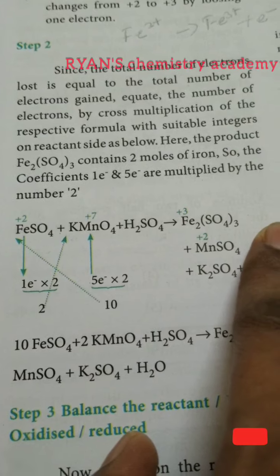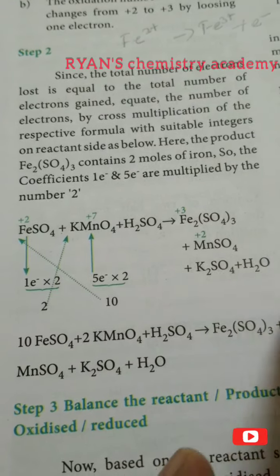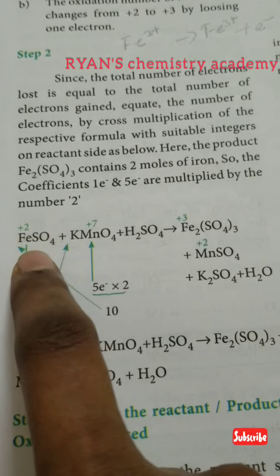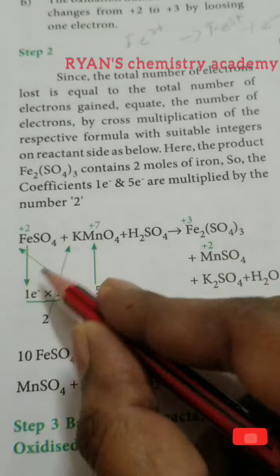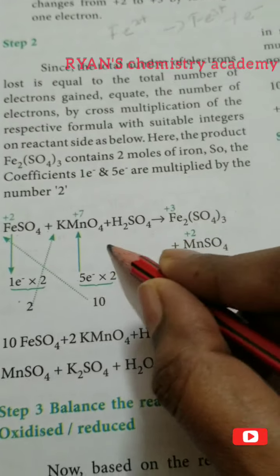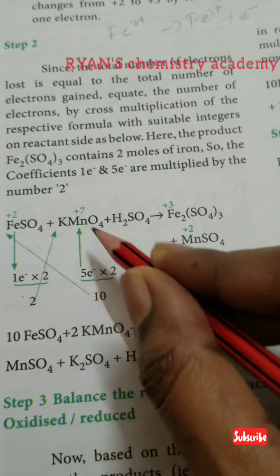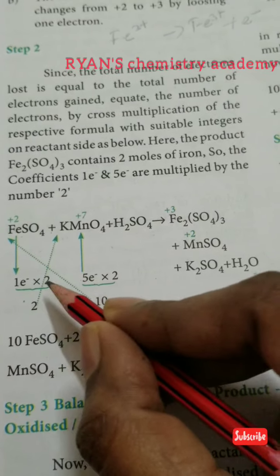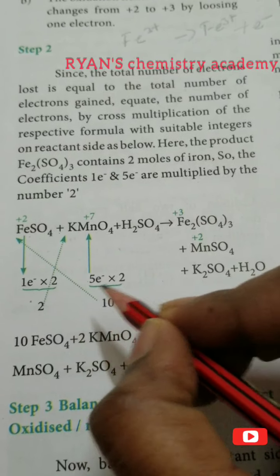So the formula is written again: FeSO4, KMnO4, H2SO4, they lead to the formation of the product. Here you have to consider: iron oxidation takes place by the losing of how many electrons? 1 electron. Manganese reduction takes place by the gaining of how many electrons? 5 electrons. Why should we multiply the number of electrons lost and gained? Why here should it be multiplied with the number 2?